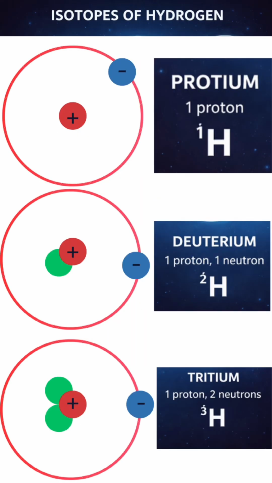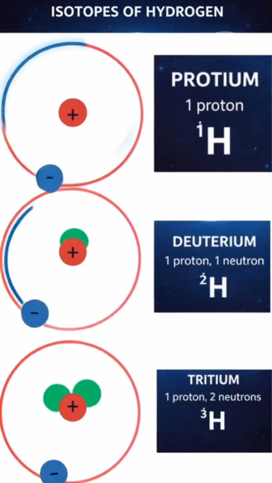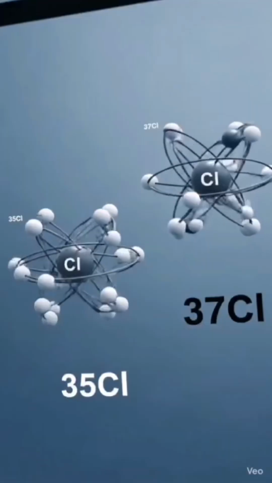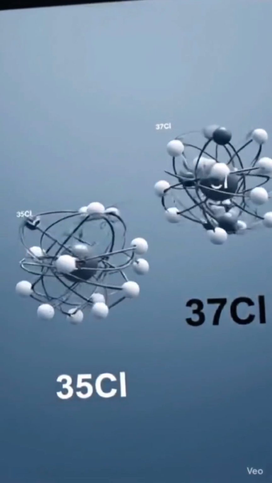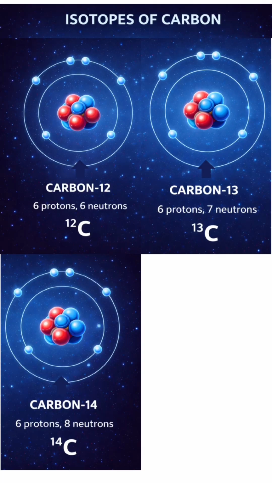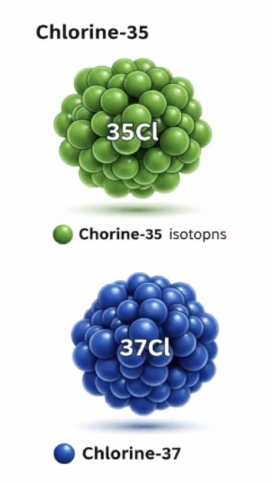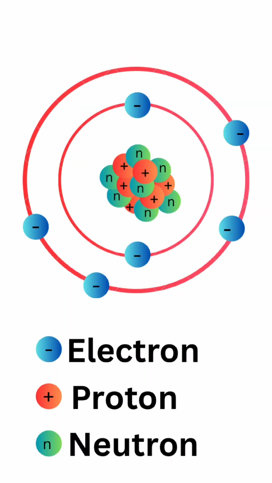Atoms of the same element must always have the same number of protons, but they can have different numbers of neutrons. These atoms are called isotopes. Isotopes have the same atomic number but different mass numbers. Isotopes are named using the element name and the mass number. For example, carbon-12 is an isotope of carbon with a mass number of 12. All isotopes of an element have the same chemical properties because chemical properties depend on the number of electrons.